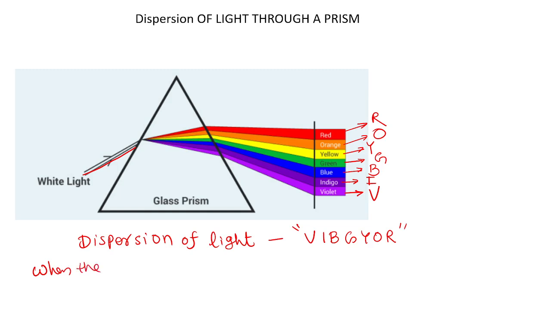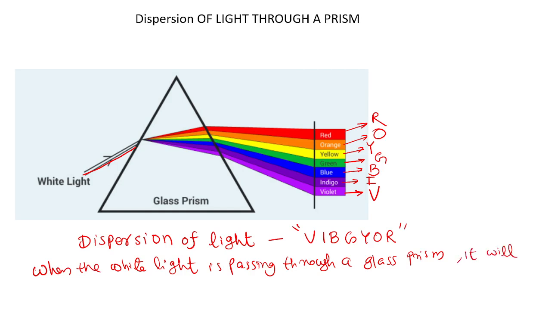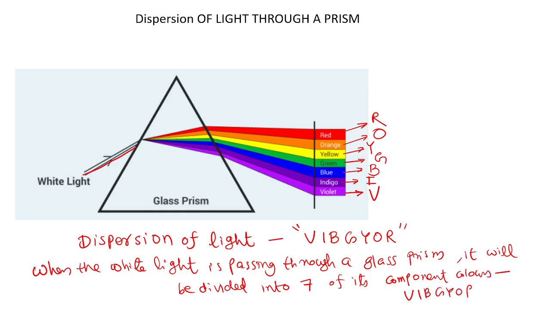When the white light is passing through a glass prism, or simply a prism, it will be divided into 7 of its component colors, VIBGYOR. This phenomenon is said to be dispersion.